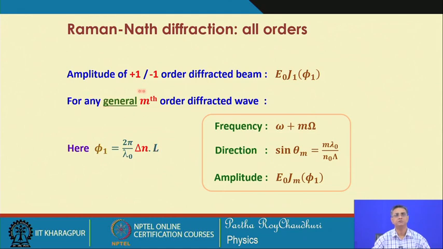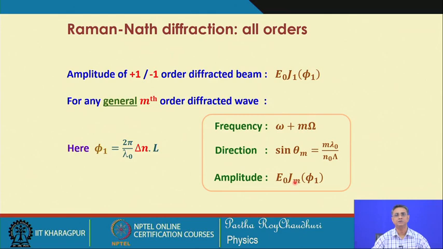So, the amplitude of the first, plus and minus order diffracted beam will come from here: E0, the amplitude of the incident beam, multiplied by J1. For any general mth order diffracted beam, these are the parameters associated with that order of diffraction. M equal to 1, 2, 3 will give you the frequency upshift, or it could be minus also for the frequency downshift. Theta will come from here, amplitude will come from here.